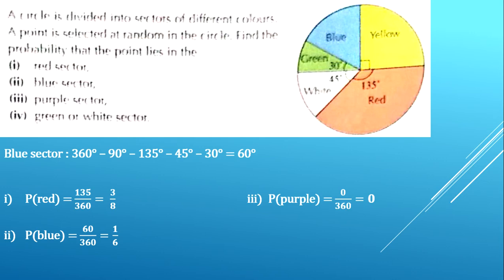The fourth one is, what is the probability it lies on the green or white sector? In this situation, if it lands on the green, it is favoring us. If it lands on the white, it is also favoring us. So what we can do is just add up the 30 and 45, meaning 75 degrees. As long as it lands on that 75 degrees, it will be favoring us. So 75 on 360, and then you simplify them, it will become 5 on 24. That's how you do the second question.